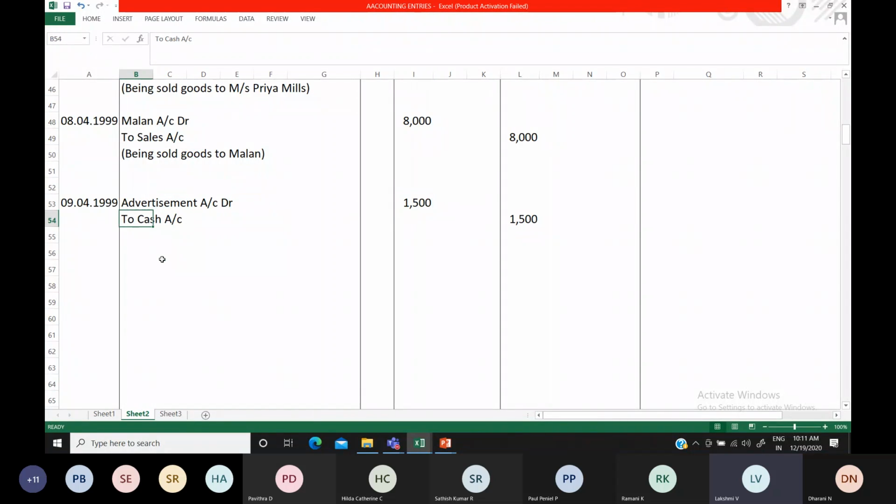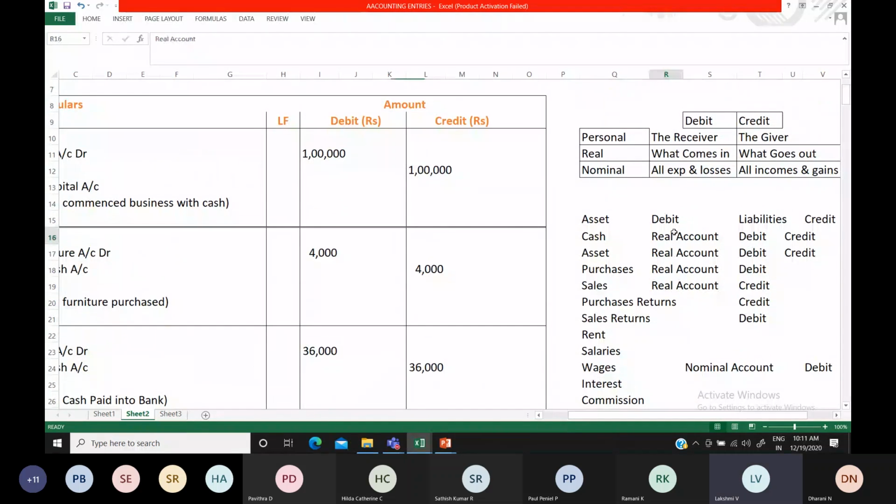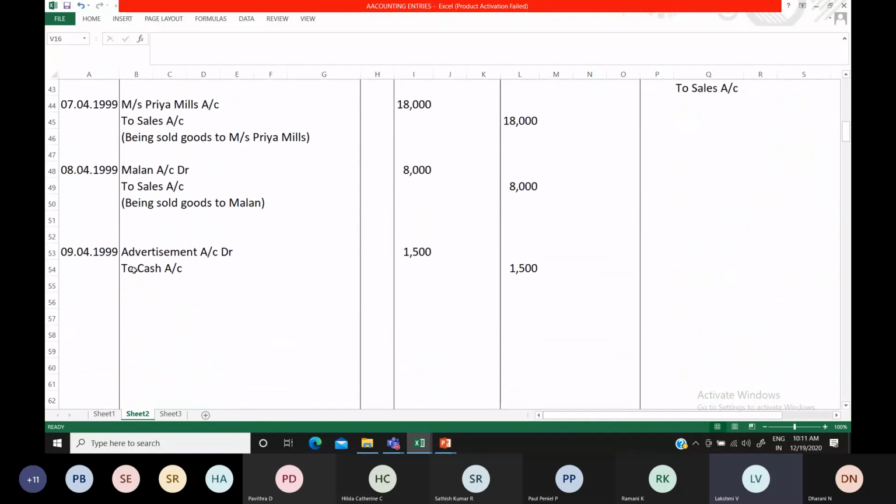Why are you crediting the cash account? Since whatever might be cash, if it is going out of the business, if you are paying, then cash is going out. Cash will come under the real account. If you are receiving cash, you will debit, because debit what comes in. If you are paying, credit what goes out. You are paying, so you have to credit the cash account. So cash account you will be crediting here.